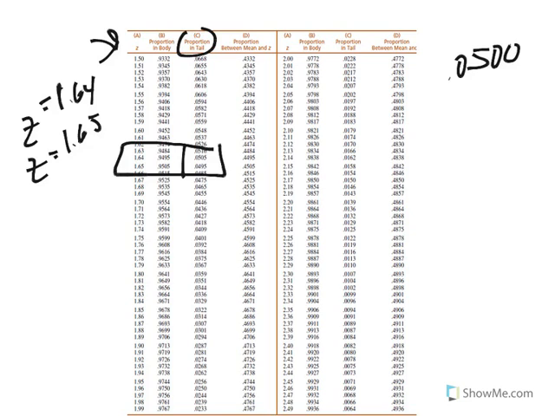So because they're equal distance, it would be perfectly fine to report both of those z-scores at this point in our semester or understanding.